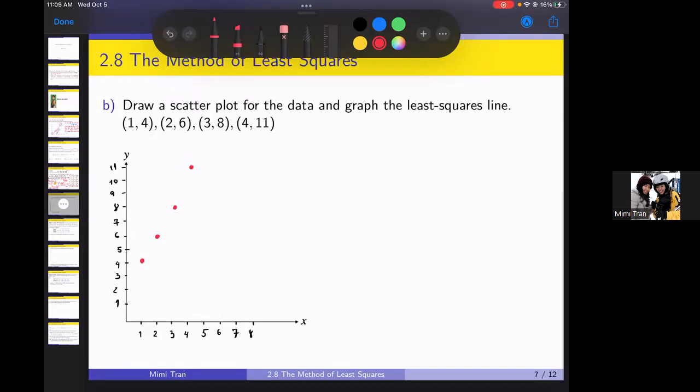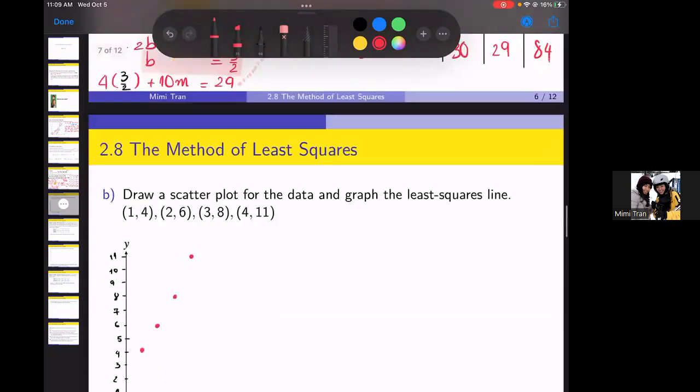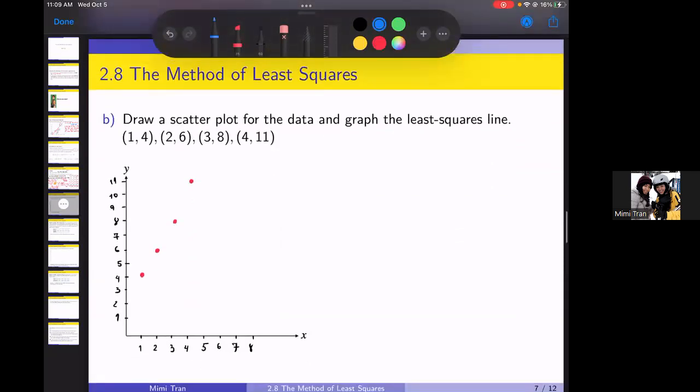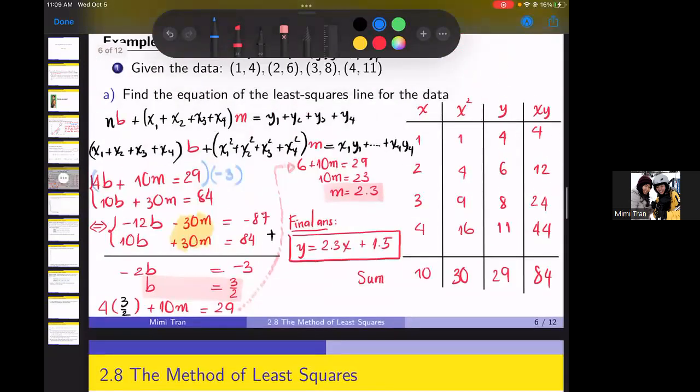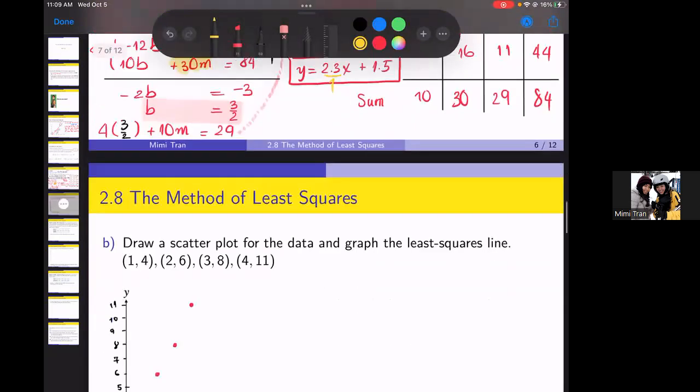Part 2 is your least square line graph, right? So you have to take a look at part A, where the y-intercept is 1.5. I'll use blue here. 1.5 is roughly here. And you guys remember the rise over run? Yeah, 2.3 over what? Over 1, right? You can do 23 over 10, but I don't have 23, so I'm not doing that. So I just do 2.3 over 1.